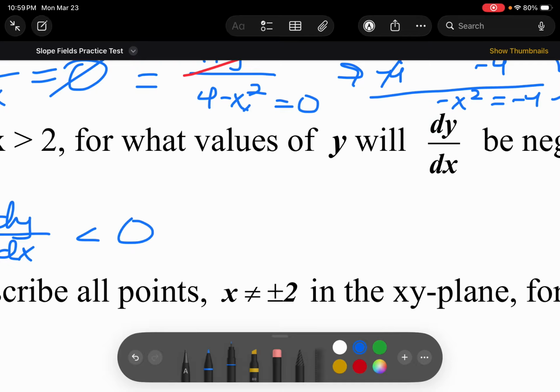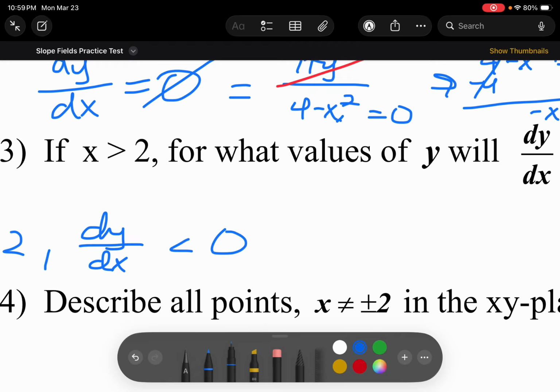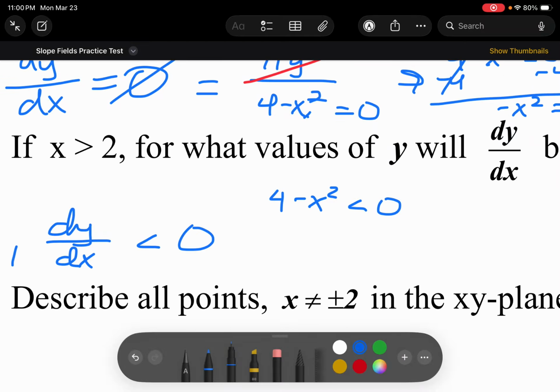So we're going to deal with the numerator only again. So it's going to be 4 minus x squared is less than 0. 1 plus y. Why that is because dy dx is less than 0. It's because why is 4 minus x squared less than 0?